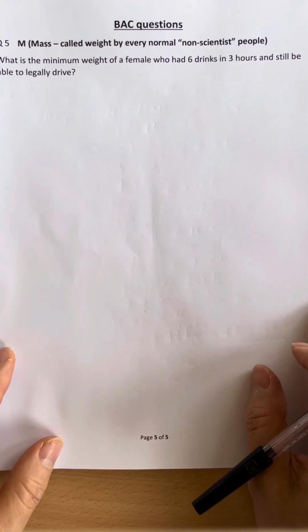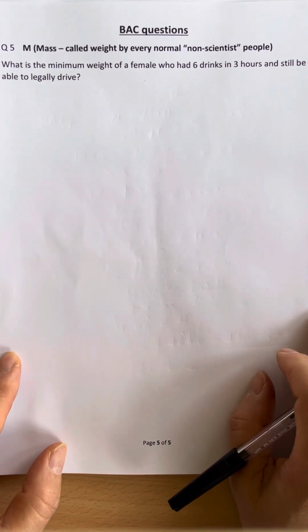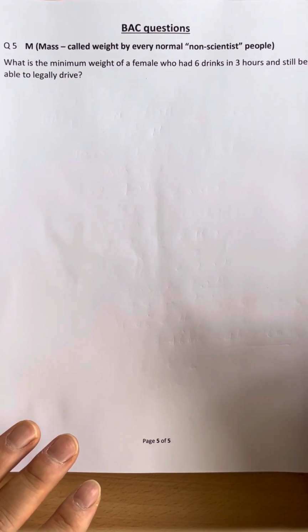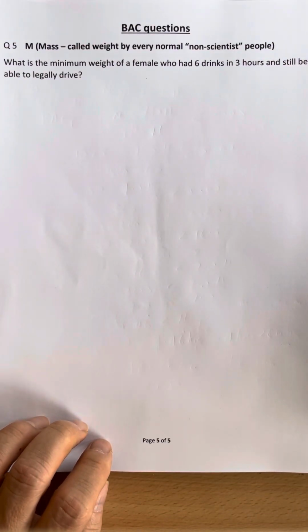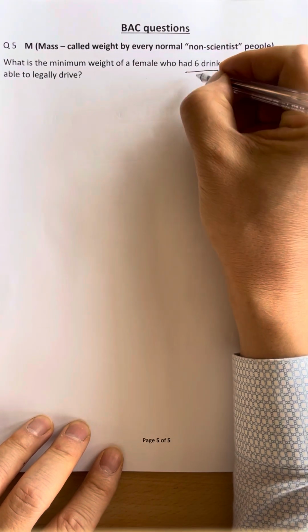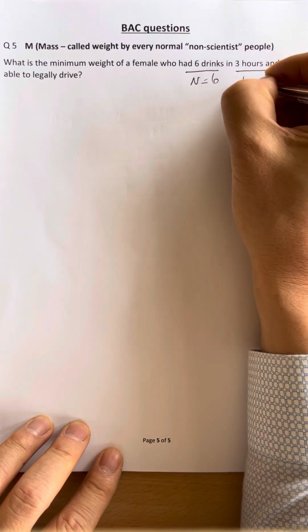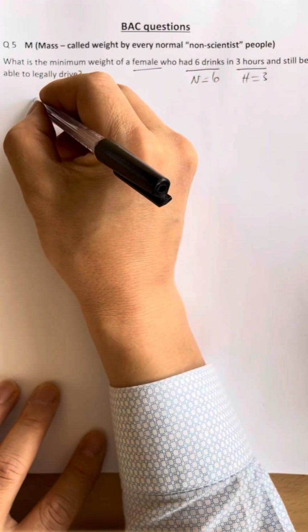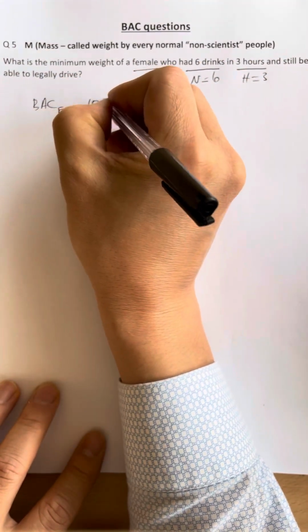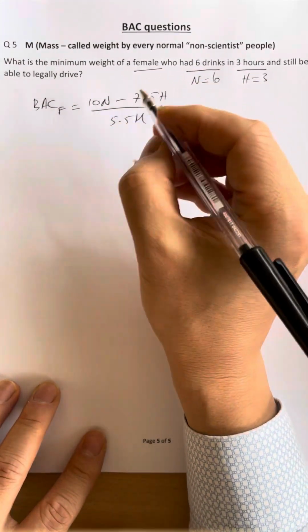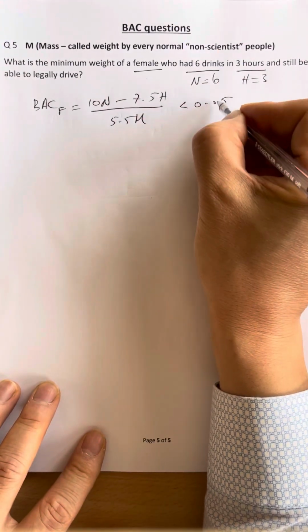And the last question is to do with the mass, which normal people call, of course, weight. So when we talk about the mass, it's actually the weight. I mean, it's actually the mass in scientific terms. So again, what is the minimum weight of a female who had 6 drinks in 3 hours and can still drive legally? So here, 6 drinks, N equals 6. 3 hours, that's H. And so female, you have to quote the female formula. So that's BAC female equals (10N minus 7.5H) divided by 5.5M. That has to be less than 0.05.